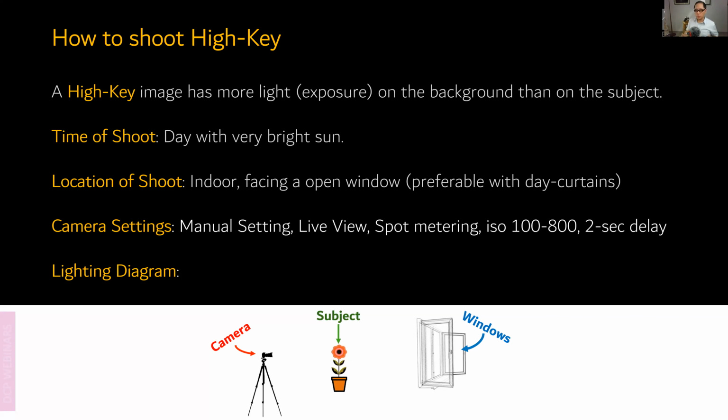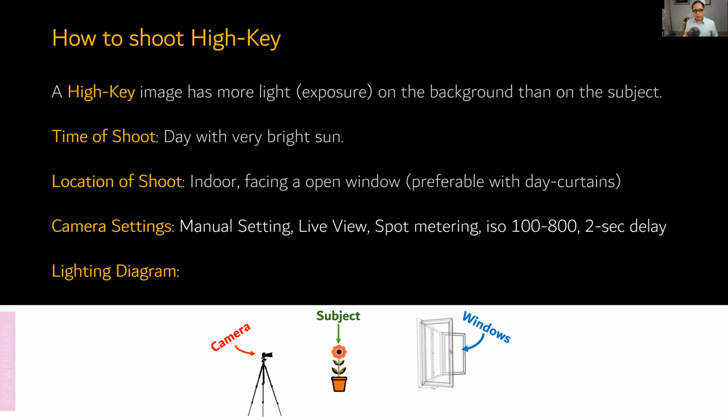So in order to shoot this at home without all your studio setup, what you need is a bright sunlight area or outdoor. Best if you face a window, as you can see in the diagram, if your subjects are indoor. You're shooting facing the window, and preferably there is a day curtain, so that it can break up the light itself, to soften the light.